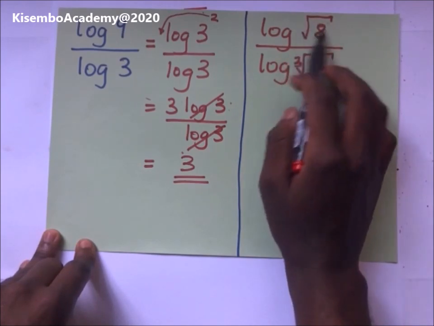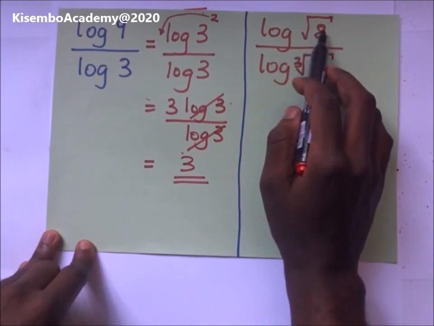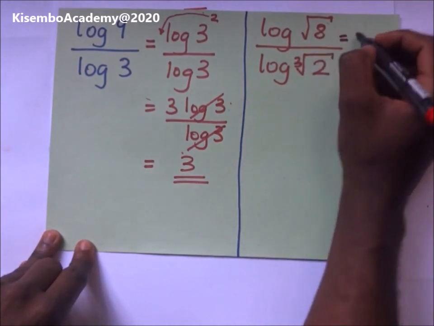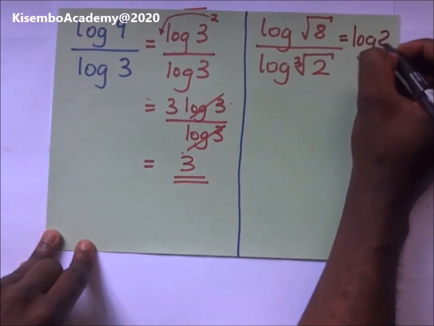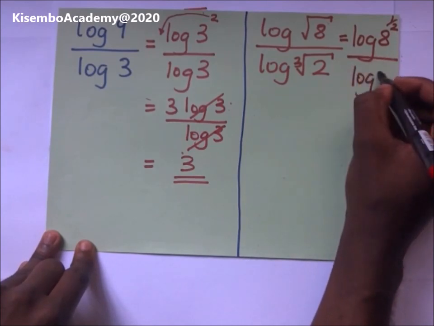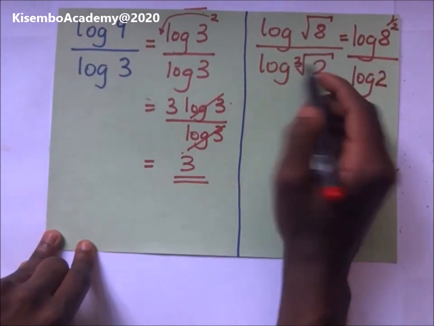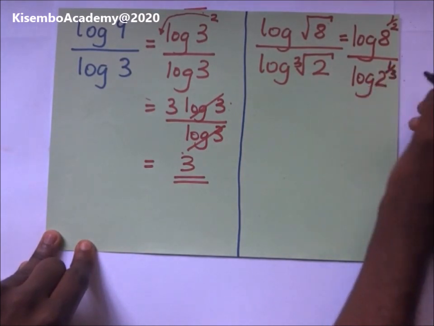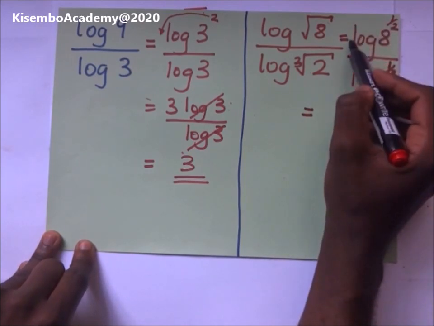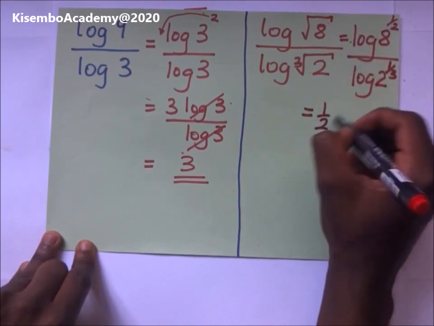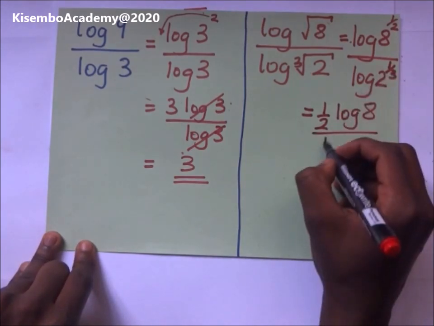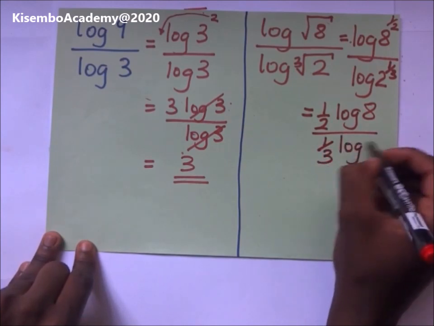We convert this into index form, so it becomes the log of 8 to the power half, divided by the logarithm of 2 to the power, now this is the third root, so it means it's 2 to the power a third. So when this half comes to become the coefficient, it becomes a half the logarithm of 8 over a third times the log of 2.